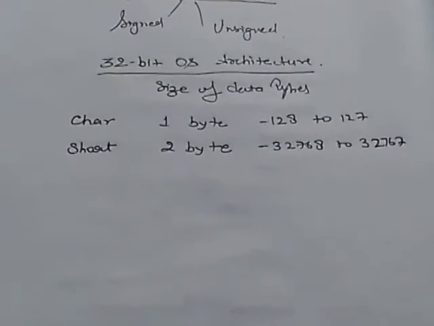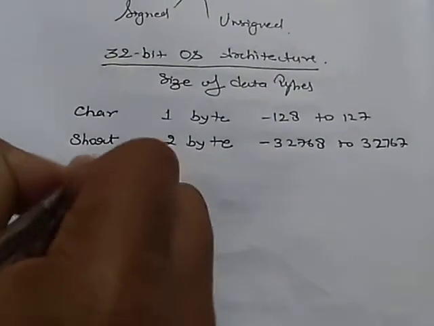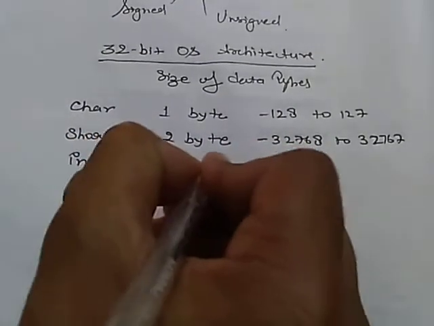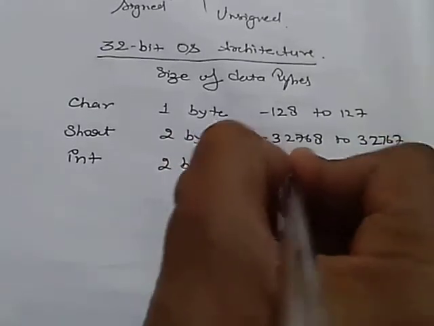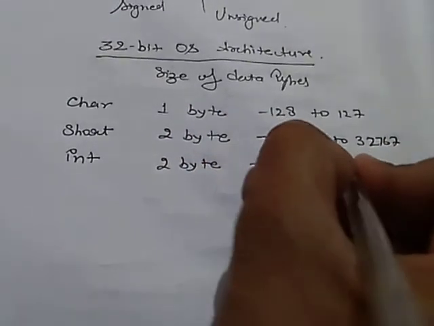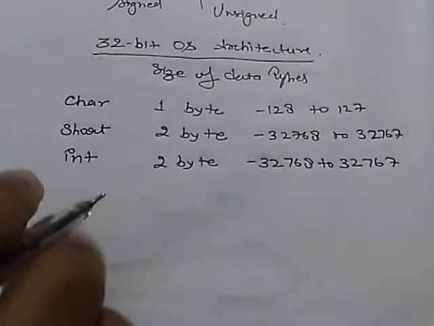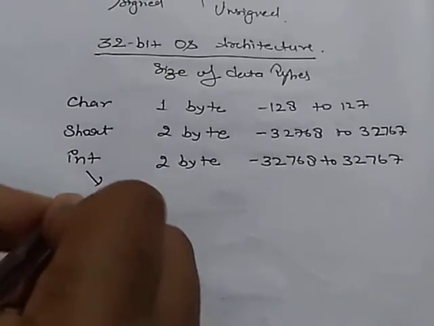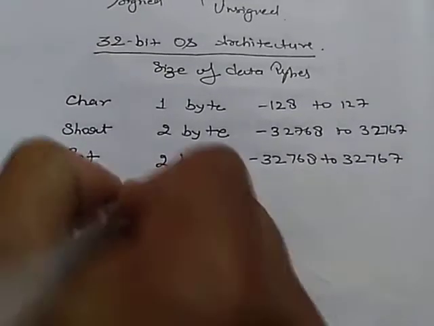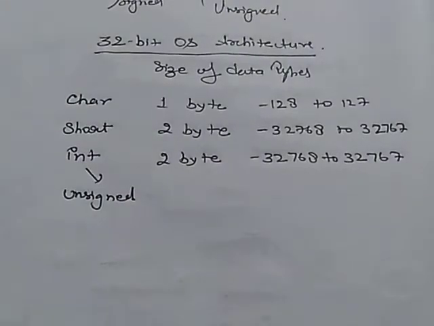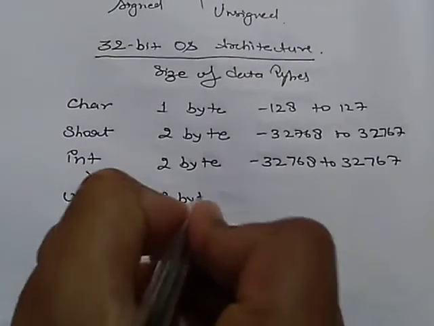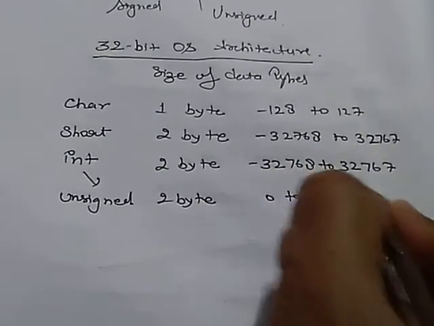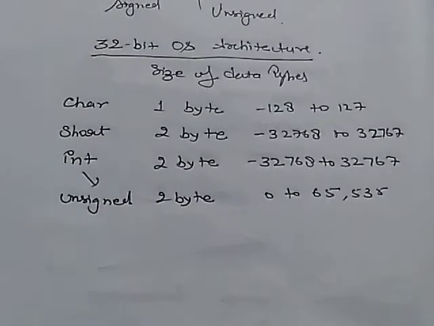Now we have the integer data type. It will also take 2 bytes of memory and its range is from -32768 to 32767. Now in case of unsigned, it will always give you a positive value. It will take 2 bytes and its range is from 0 to 65535.